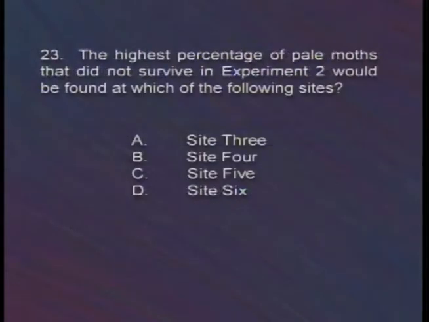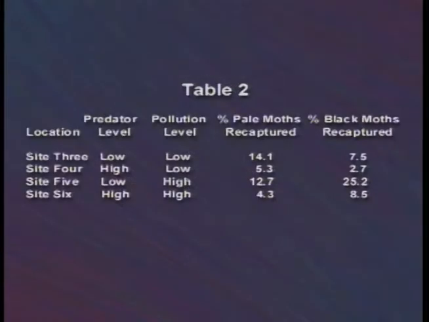Question 23. The highest percentage of pale moths that did not survive in Experiment 2 would be found at which of the following sites? Be careful with this question. It's asking us to determine the site in Experiment 2 in which the highest number of pale moths did not survive. The percentages in Table 2 indicate the number of pale moths that did survive.